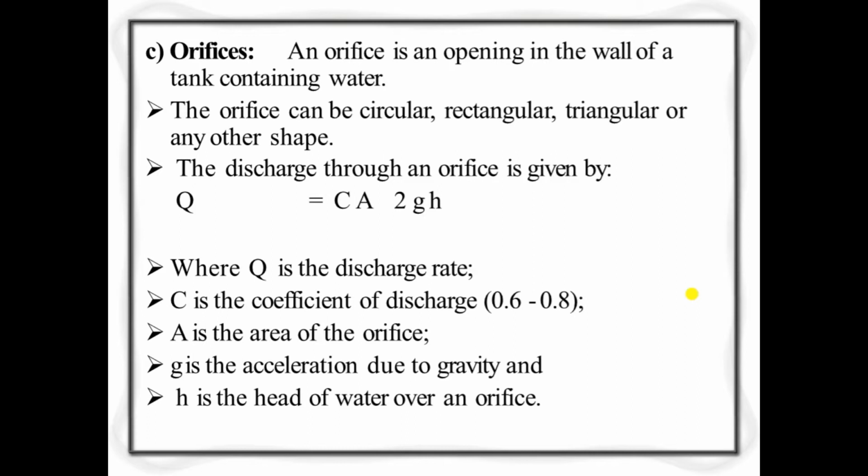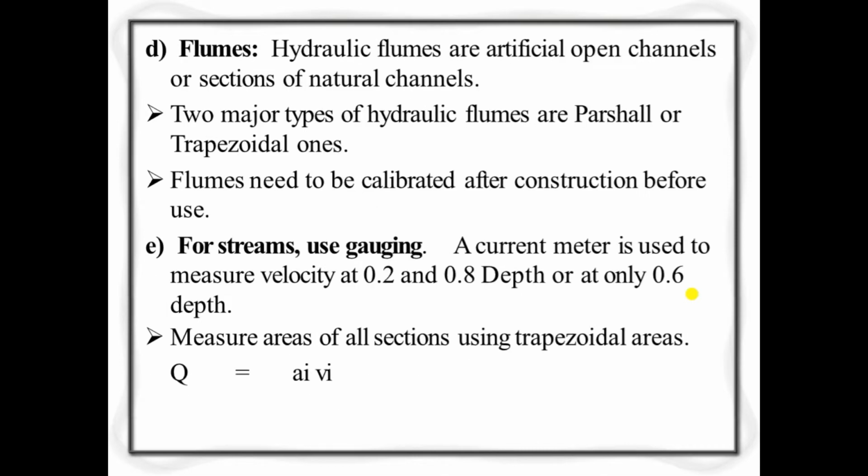The second thing is the orifice. An orifice is an opening on the wall of a tank containing water. An orifice may be circular, rectangular, triangular or any other shape. The discharge through the orifice is calculated as Q equal to C a root 2 g H, where Q is the discharge rate, C is the coefficient of discharge, a is the area of the orifice, g is the acceleration due to gravity and H is the head of water over the orifice.